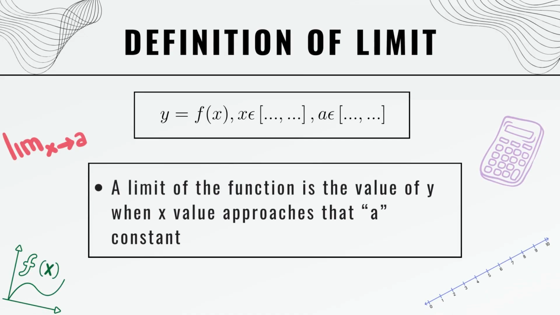Say we have our basic function here, y equals f of x, with x as the input value and y as the output value, defined in a particular domain, which includes the number a. Now a can be any number, 1, 2, 3, 2.5, as long as it's within that interval. A limit of the function is the value of y when your x value approaches that constant. Approach here means that your x value is getting closer and closer to the a value, but not actually becoming a.